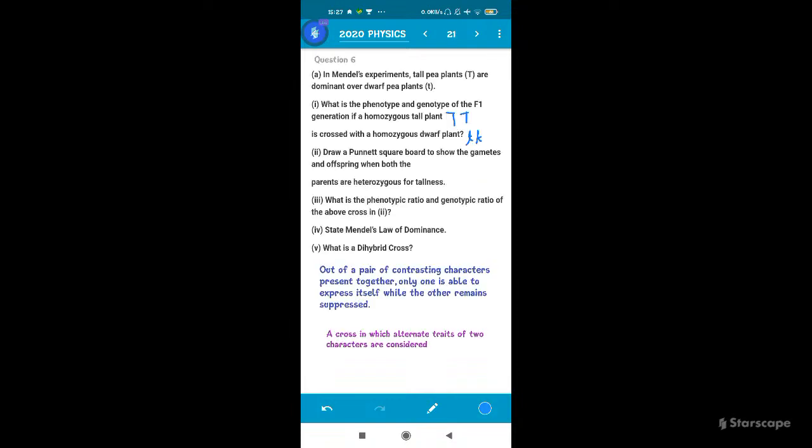Okay, draw a Punnett square board to show the gametes and offspring when both the parents are heterozygous for tallness. That means the answer which we obtained in the F1 generation, heterozygous dominant. Now if we cross two heterozygous dominant plants, what will be the genotype and the phenotype? Or we have to basically make the Punnett square. So let us do it.